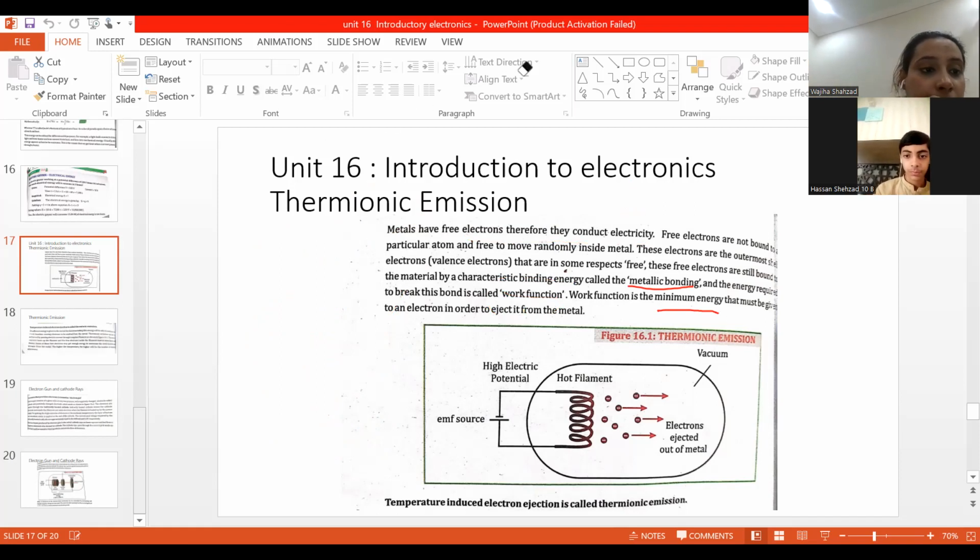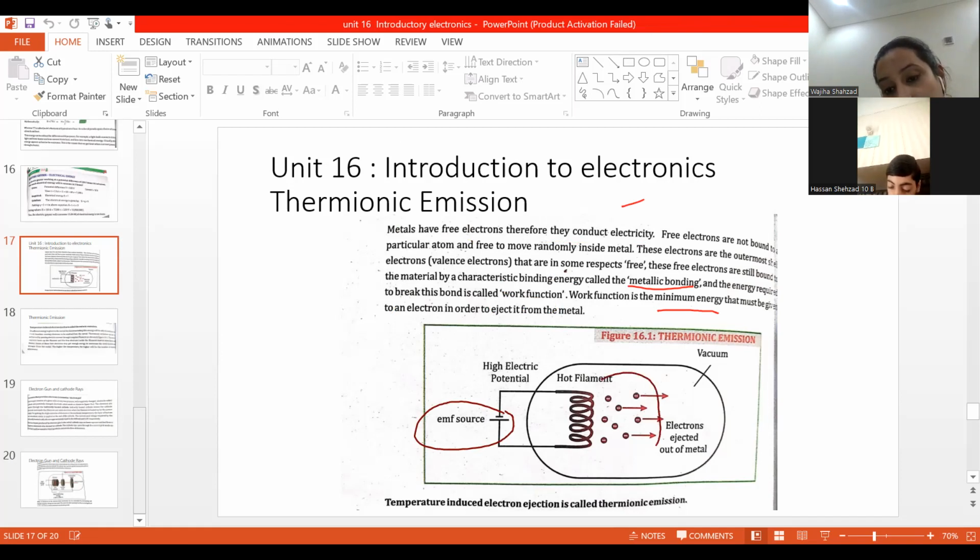Now if you see the diagram, we have a hot filament, right? This hot filament is connected to an EMF source, the voltage source. What will happen when we provide the voltage to this hot filament? The electrons leave the hot filament and come out, meaning we are ejecting electrons from it, and this process is known as thermionic emission, right?